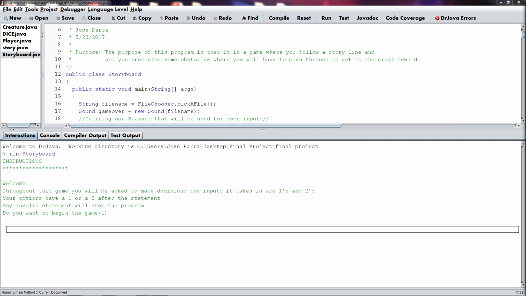Today we're going to be looking at my final project. My final project is a text-based game where, depending on your decisions, it can lead you down a narrative path or it can lead you on a path where you'll encounter an enemy and you can interact with them.